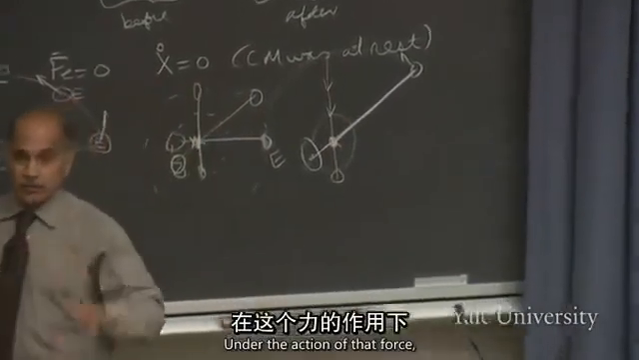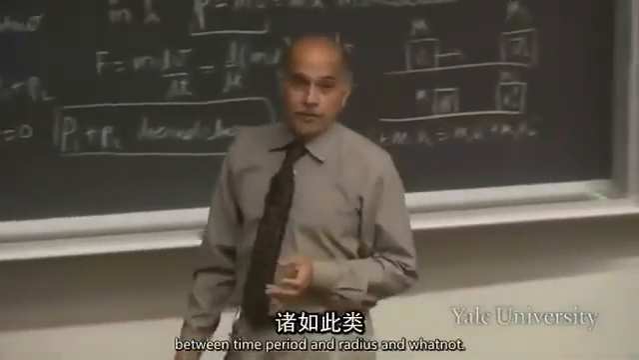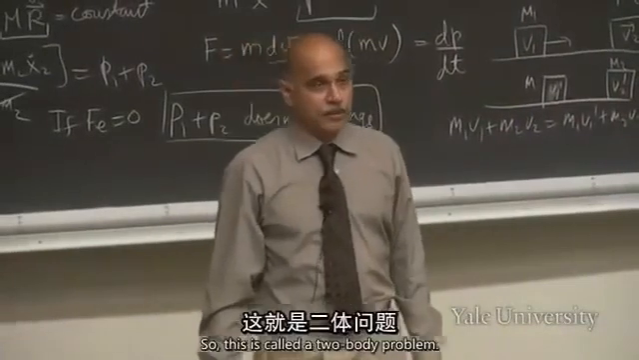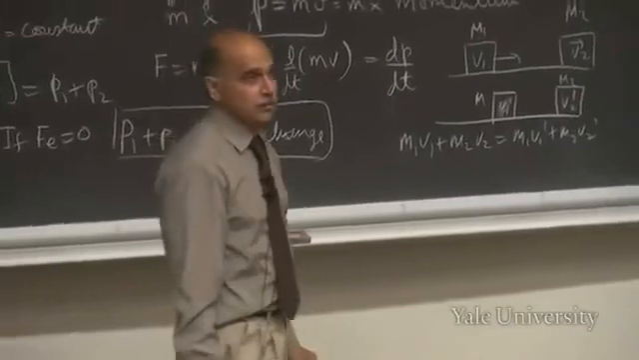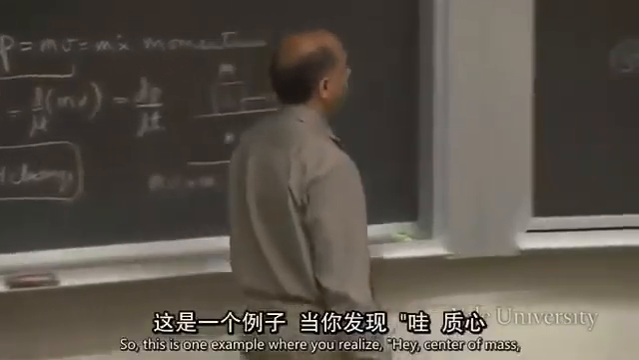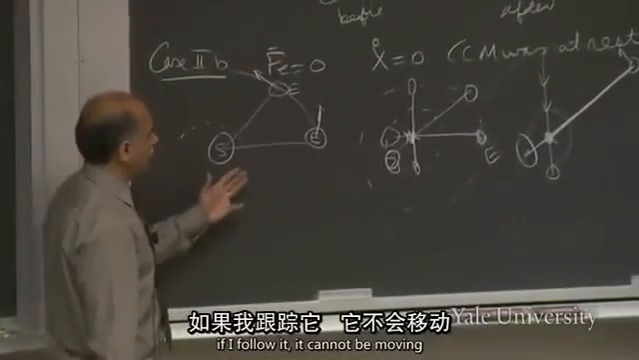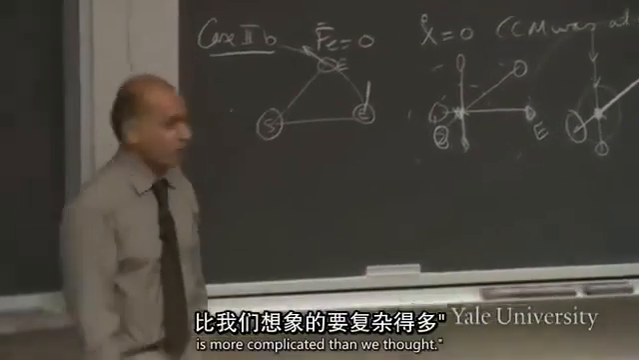Under the action of that force, you can show it will have a circular orbit, and you can take some time calculating now the relation between time period and radius and whatnot. So this is called a two-body problem. So this is one example where you realize, hey, center of mass, if I follow it, it cannot be moving, and therefore the actual motion of planets is more complicated than we thought.